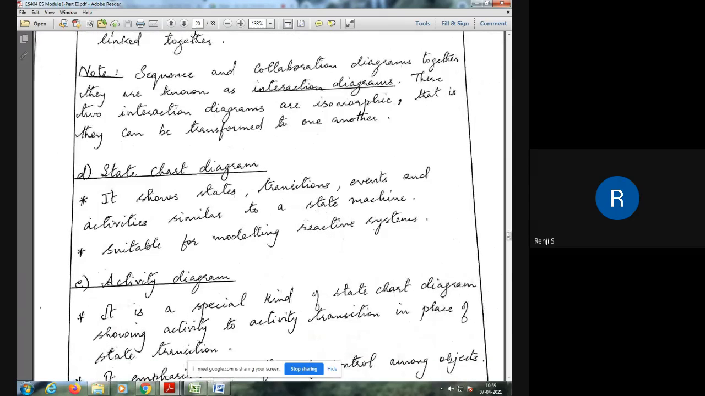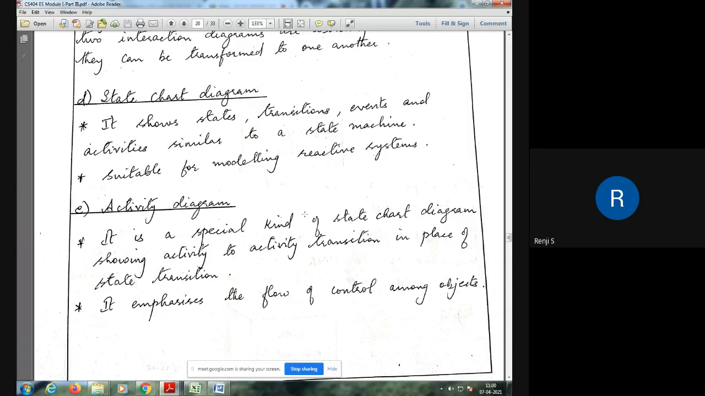The next diagram is the state chart diagram, the fourth diagram in UML, which shows the behavior of a system. And state chart diagram, as you know, has a set of states, and when the system moves from one state, it jumps to another state. There is a transition occurring, and the transition occurs in response to certain events. Whenever an event occurs, the system transitions to a new state. So to represent the state and its transitions in response to its external events, we use the state chart diagram.